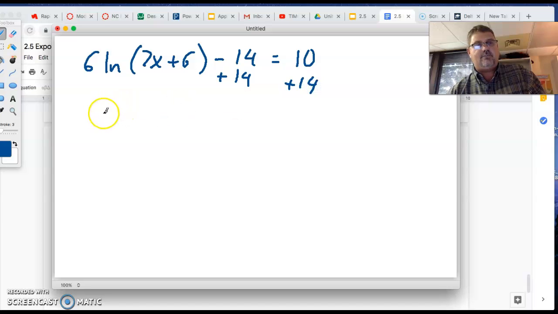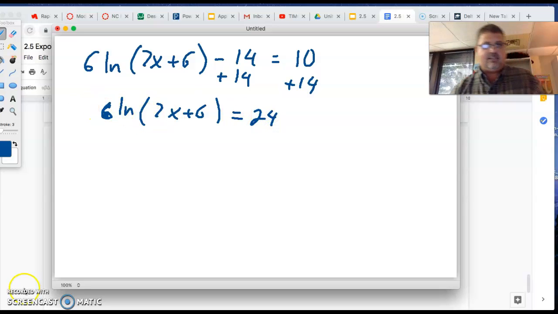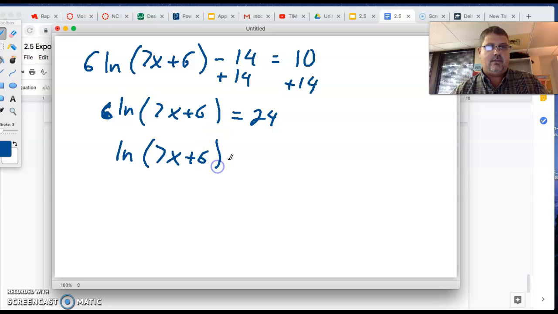first, and that gives me 6 log 7x plus 6 equals 24, and now you know the next step is let's get that 6 out of here by division, and I'm going to have natural log of 7x plus 6 equals 24 divided by 6 is 4.